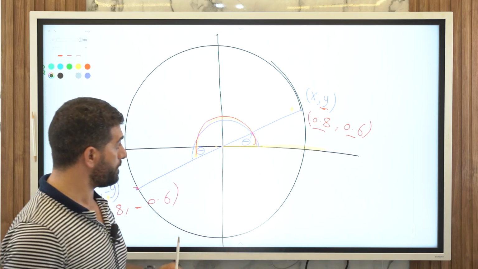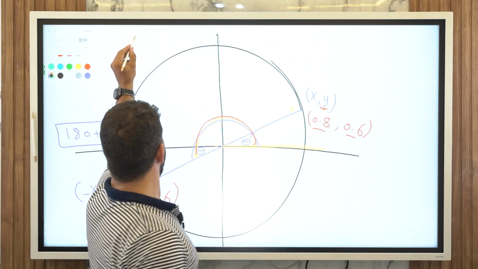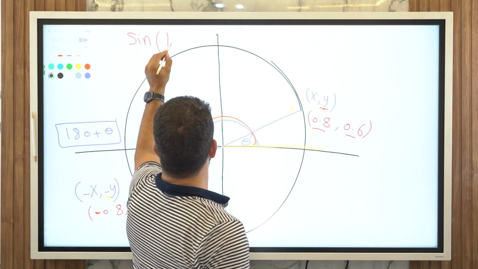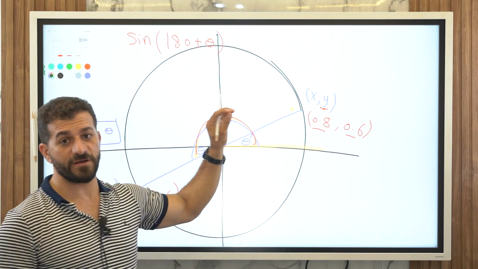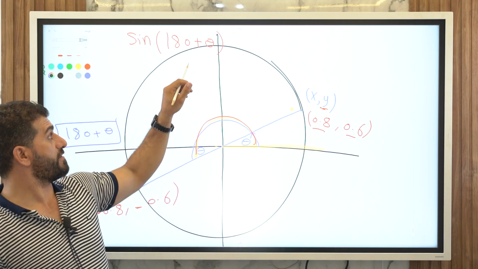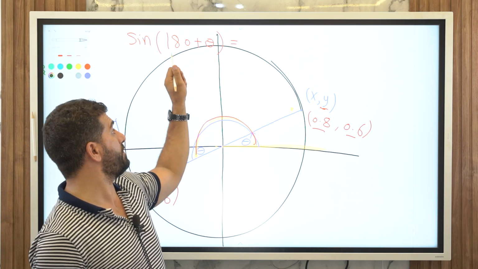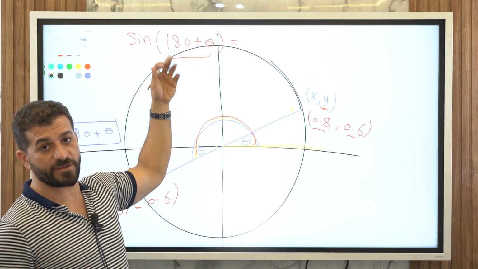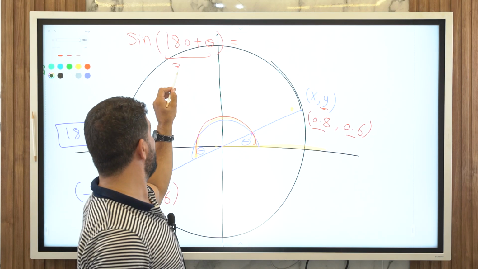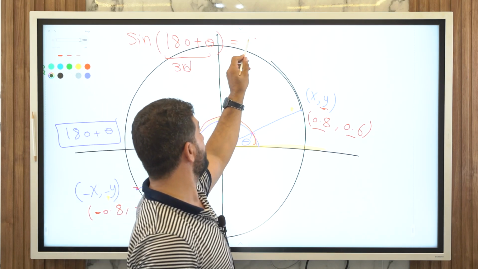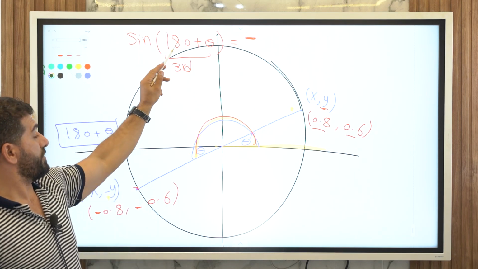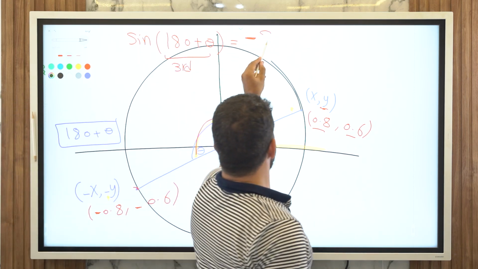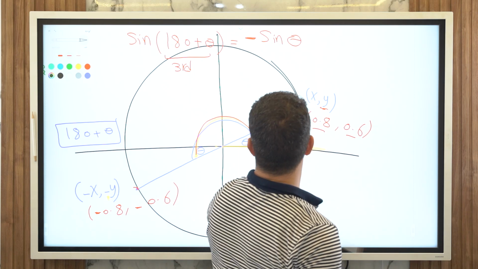So sine 180 plus theta is the same value as sine theta, but the difference is in the sign. And 180 plus theta, by the way, lies in the third quadrant, and the sign is negative. So sine 180 plus theta is equal to negative sine theta.